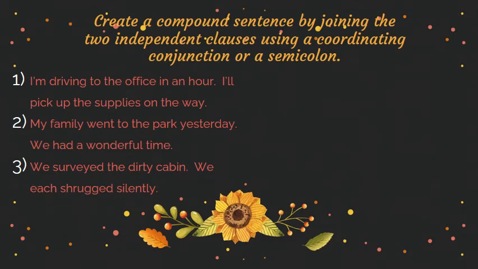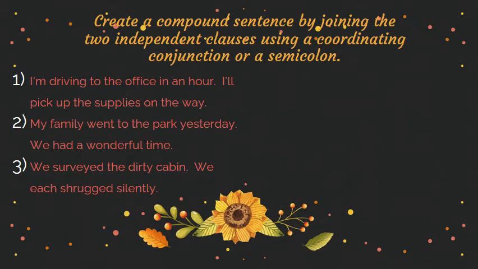Now create a compound sentence by joining the two independent clauses using a coordinating conjunction or a semicolon. Here I have independent clauses. I have to join them together to make compound sentences, either with a conjunction and a comma or a semicolon. So you are free to do whatever you want.